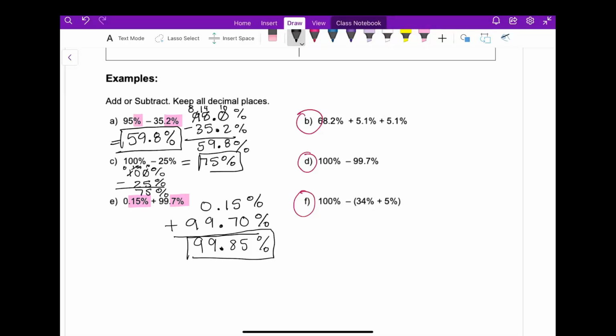I hope you're feeling confident in this section. I've left B, D, and F for you to try.